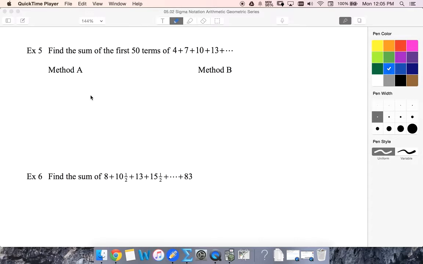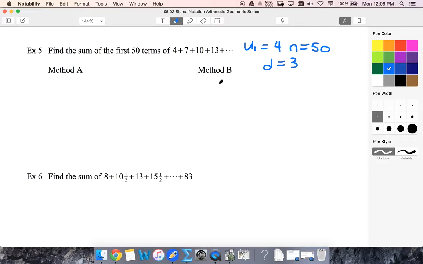All right. So find the sum of the first 50 terms of this sequence, 4 plus 7 plus 10. Well, I see that this is arithmetic. I see that my first term is 4. My n value, it asked me for the first 50 terms. My d value is 3.